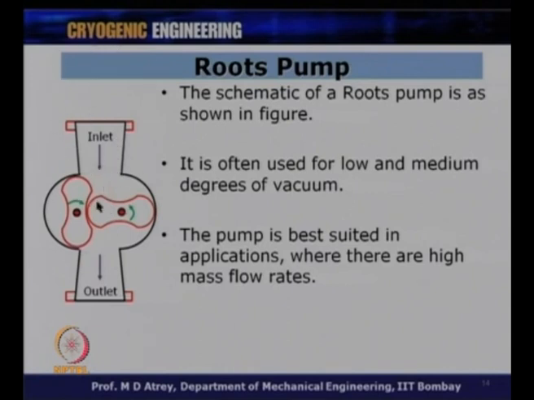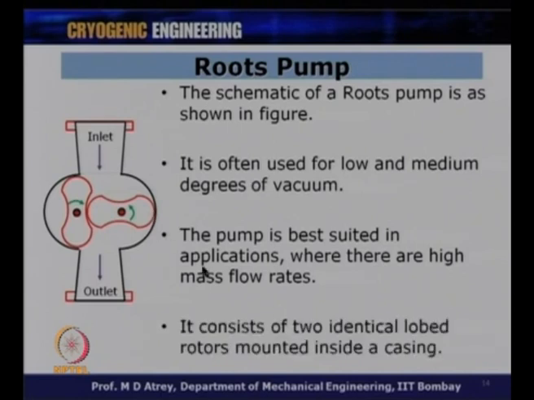Sometimes the rotary vane pump may not handle very high mass flow rates, or you may have to employ 2 or 3 pumps in those cases, while around 500 meter cube per hour can be handled by a roots pump. How does it operate now? It consists of 2 identical lobe rotors mounted inside a casing, which you can see here. Actually, it has a kind of 8 shape.